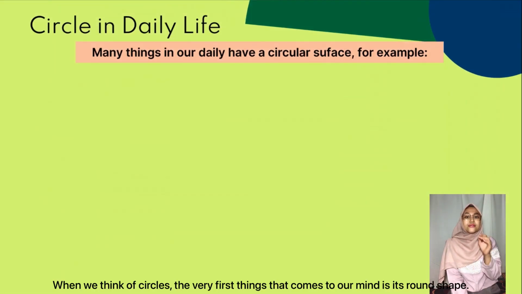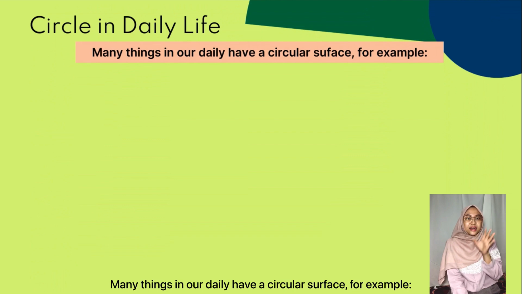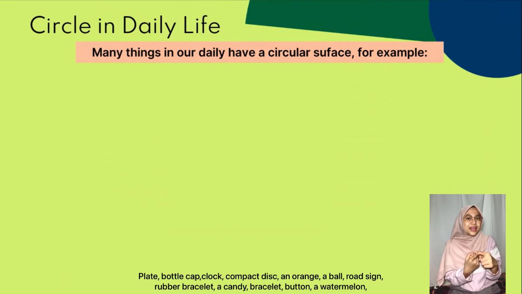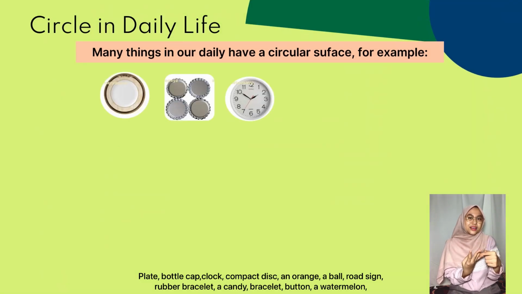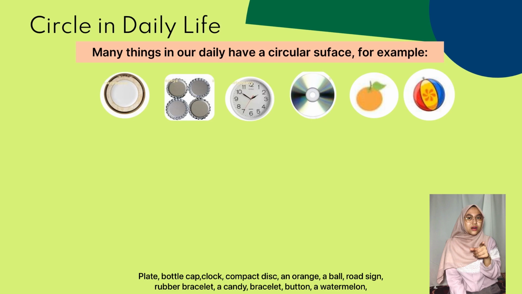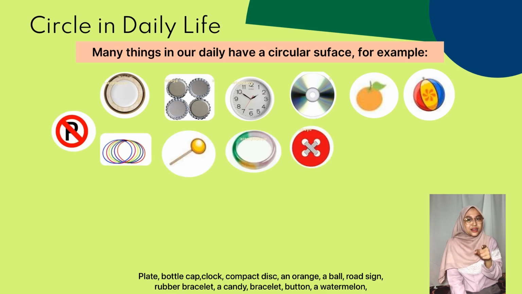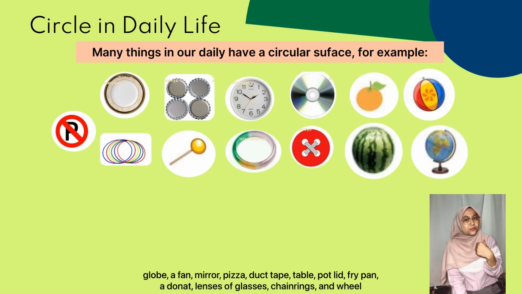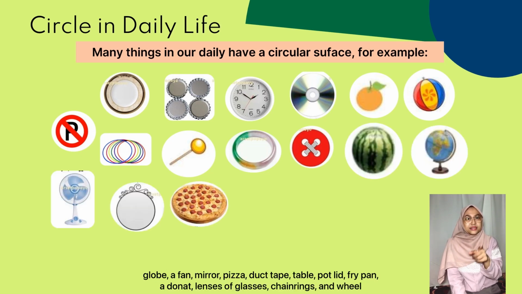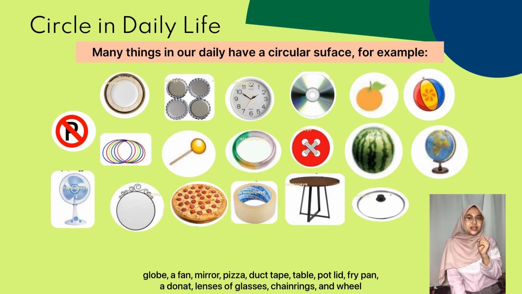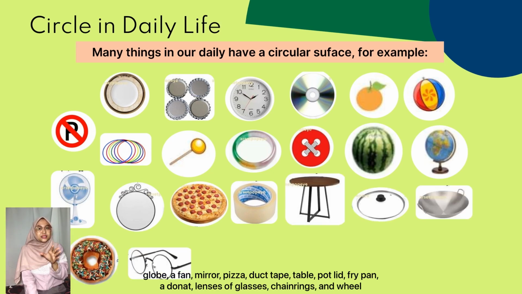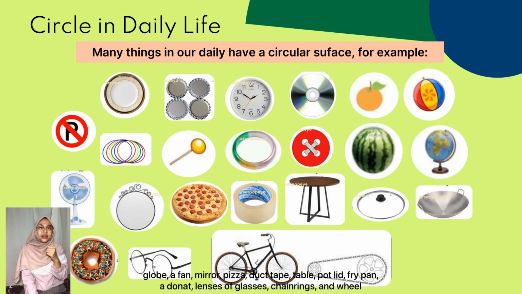When we think of circles, the very first thing that comes to our mind is round shape. Many things in our daily life have a circular surface. For example, plate, bottle, cap, clock, compass, orange, ball, rubber bracelet, candy, button, a watermelon, a globe, a fan, mirror, pizza, duct tape, table, pot lid, fry pan, a donut, lenses of glasses, chain ring, and well.